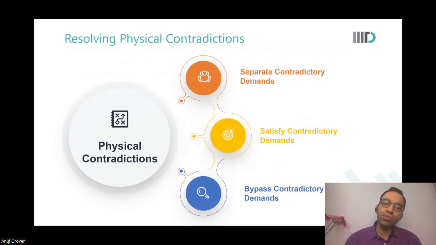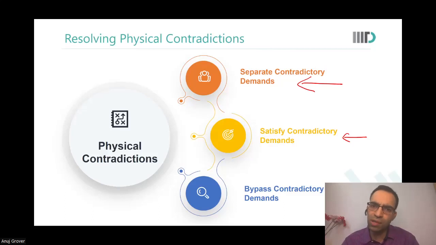There are three ways to solve physical contradictions. As I just mentioned, separate the contradictory demands. Another could be satisfy them, somehow satisfy them. They are contradictory in nature, but still you could be able to satisfy them. We will see. Or simply bypass contradictory demands.